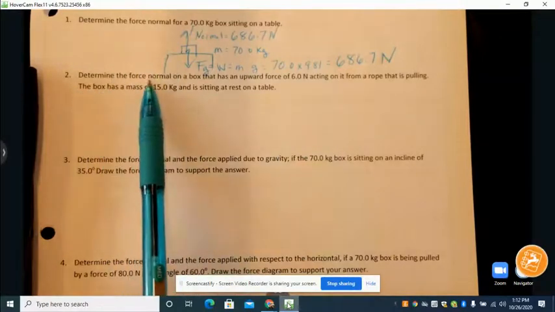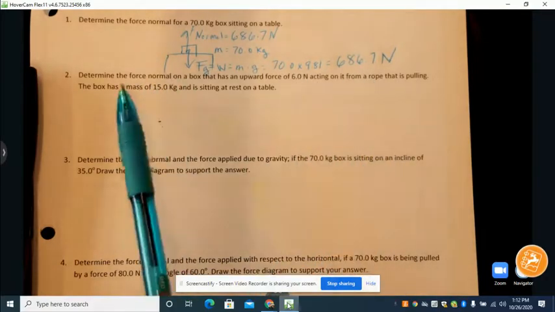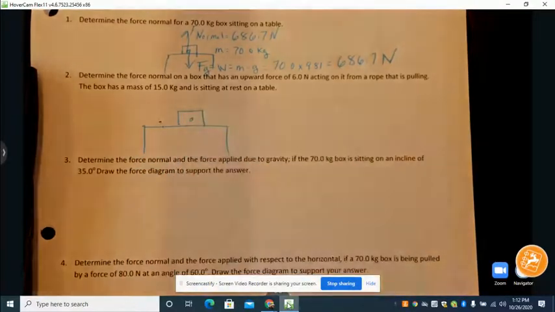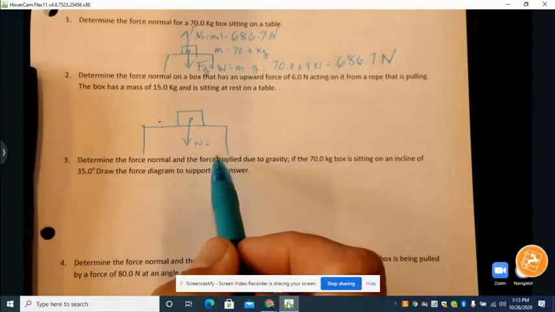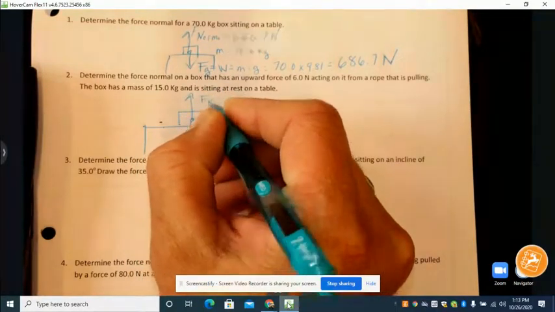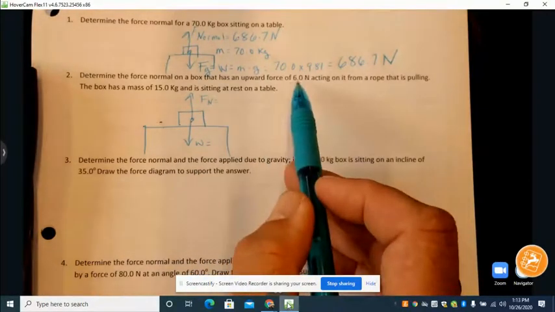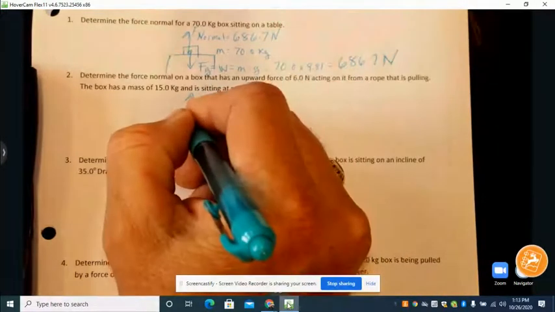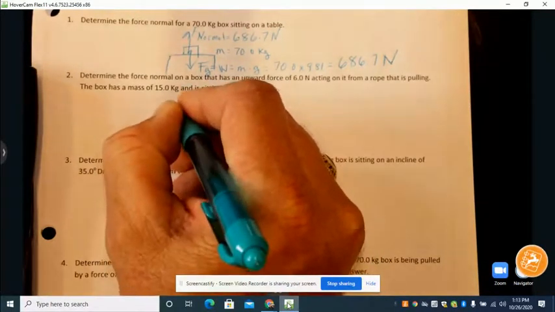Okay? Number two, determine the force normal on a box that has an upward force of 6 newtons acting on it from a rope that's pulling. So we have a box sitting on a table. Number one force we can't get away from that acts on that box: weight. Weight's pulling down. The other force is the force normal, which is the table pushing up. There's a third force, according to this scenario, which is a rope pulling at 6 newtons going up. I'll draw it to the side so our arrows are not on top of each other, and it is 6 newtons.